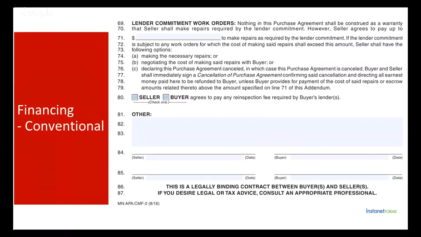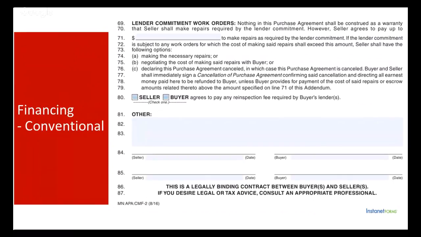Seller, if there are any work orders, we're already going to ask you to agree to pay up to $200, $300, $500 toward any work orders that arrive as a result of the appraisal, okay? And then that gives you some scenarios of what would happen if it's above and beyond that, etc. But here's the deal, and this is how I explain it to buyers.